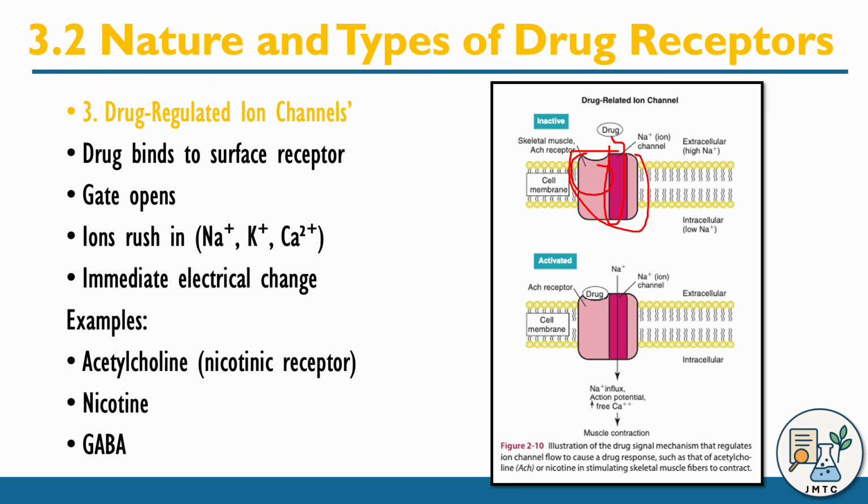Examples of these are acetylcholine, which is a neurotransmitter that acts on nicotinic and muscarinic receptors. So, we have also nicotine. Kilala nyo naman si nicotine, which is a chemical that acts like acetylcholine. It opens sodium channels. So, that's why it causes addiction, no? Or increased heart rate or mataas na BP yung ating nicotine.